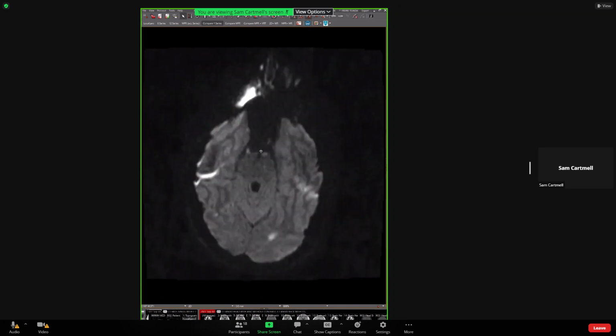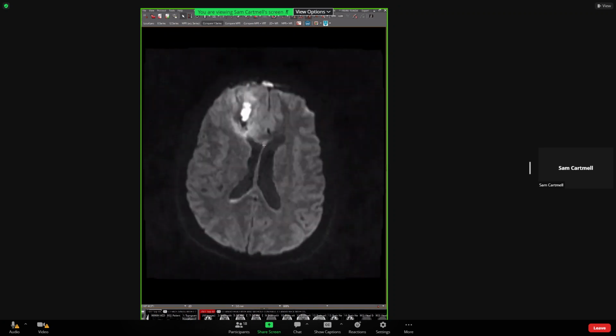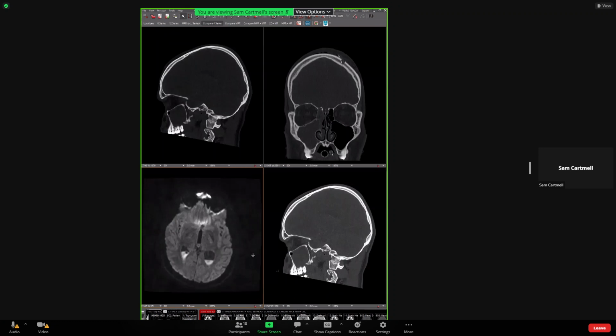So yeah, if you didn't floss before becoming a head and neck radiologist, you would definitely floss afterwards.